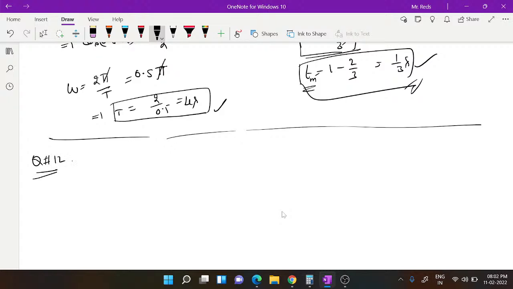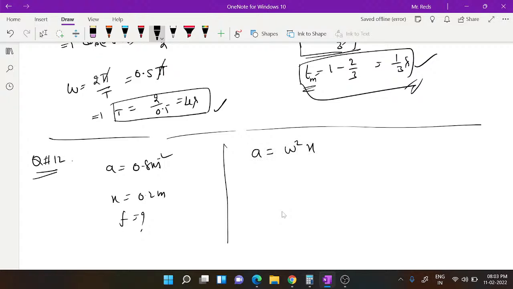The acceleration of a particle in SHM is a is equal to 0.8 meter per second square when its displacement is x is equal to 0.2 meters. The frequency of oscillation f is equal to what? So how can you understand this? Acceleration is given, irrespective of frequency. You know that acceleration a in terms of position is a is equal to omega square x.